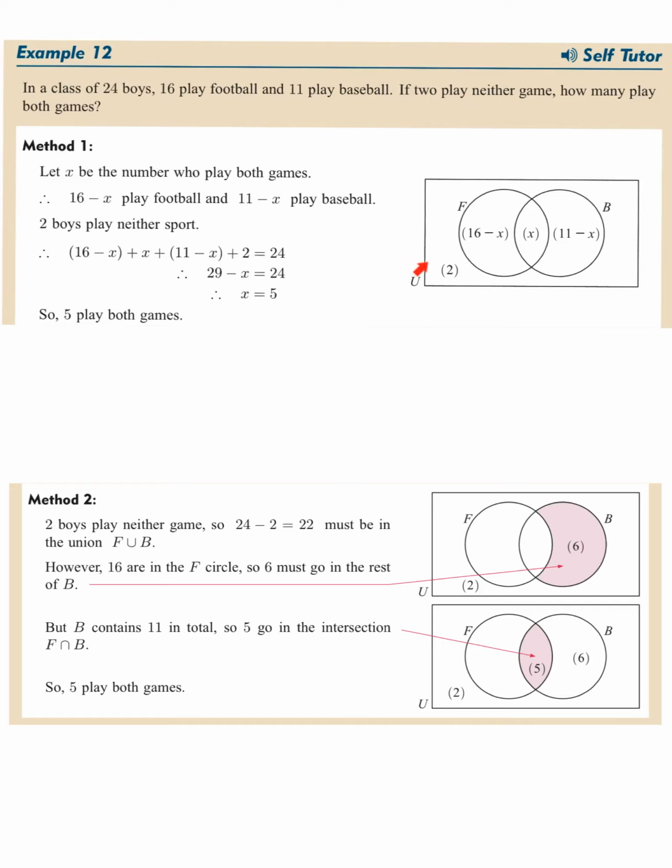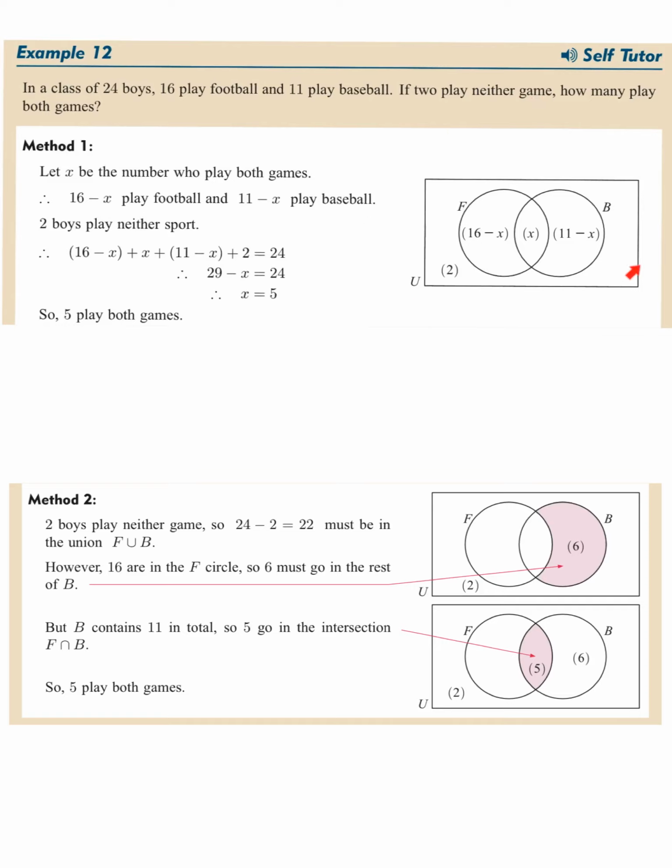Well, we construct a Venn diagram, and that's the rectangle with these circles inside, right? F is football, B is baseball. If 2 play neither game, that would be here, that's 2. The universal set should be 24 boys, okay? We know that 2 play neither game, so we can put 2 here, outside the circles, but within the box.